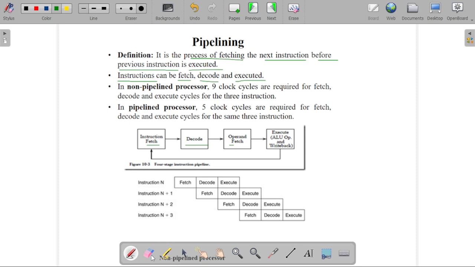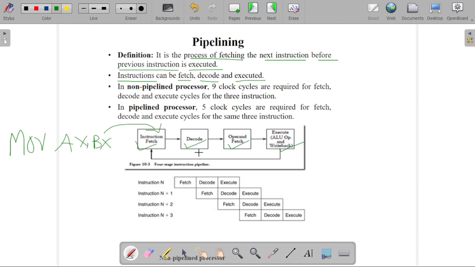The first one is the instruction will be fetched, then the instruction will be decoded, then the operand will be fetched, and the instruction will be executed. Suppose for example, our instruction is MOV AX, BX. So in the first stage, this instruction will be fetched by your processor. That will tell the processor that we have to execute an instruction like MOV AX, BX.